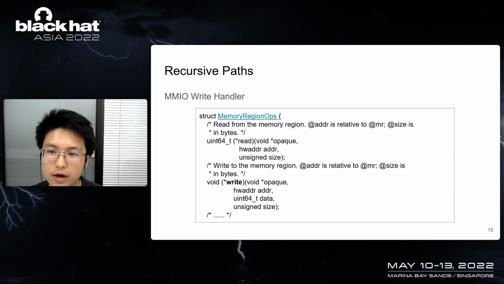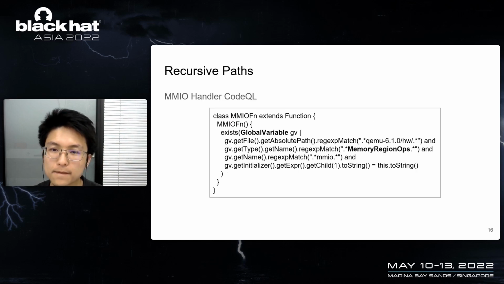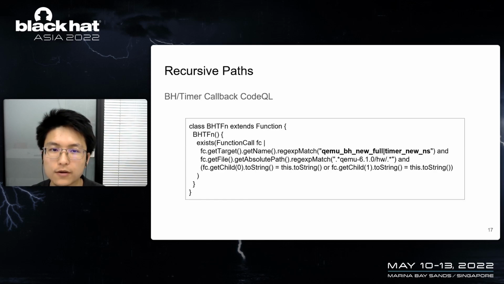As for the MMIO handlers, they're defined in struct MemoryRegionOps. So we can search each device's MemoryRegionOps object and get the MMIO handlers. Here we omit the MMIO read handlers since most of them cannot trigger DMA. Bottom halves and timers are created by calling qemu_bh_new and timer_new_ns, and the callbacks are passed as the first and the second parameters, so we can search those two functions in each device to get the BH and timer callbacks.